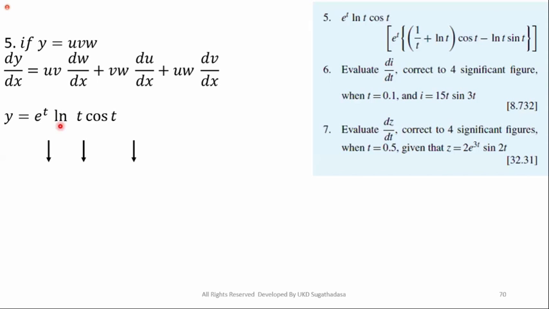e^t is one function, ln t is another function. Don't take ln as another function. ln t is one function, the middle one. Some get confused and think there are four functions. ln is not a function; ln t is one function. Then cos t. See the three? e^t, ln t, cos t. These are the three functions: u, v, w.